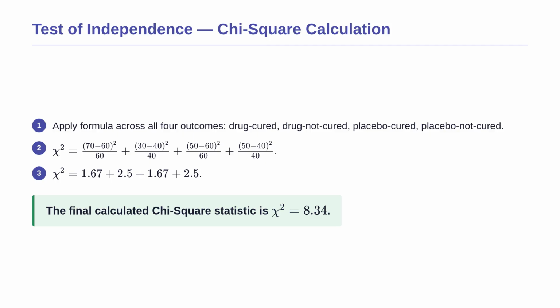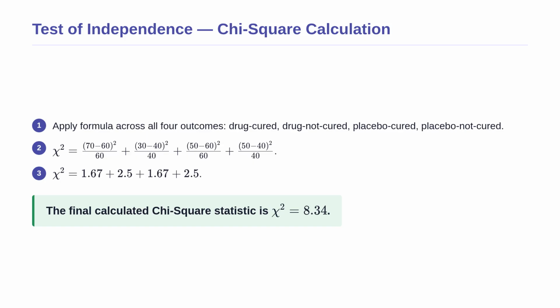We now apply the chi-square formula across all 4 possible outcomes. For each bucket, we take the observed count, subtract the expected count, square the difference, and divide by the expected count. This massive sum captures the total deviation of the entire clinical trial from our zero-effect baseline. By adding all 4 fractions together, we get 1.67 plus 2.5 plus 1.67 plus 2.5. Our final calculated chi-square statistic is 8.34.